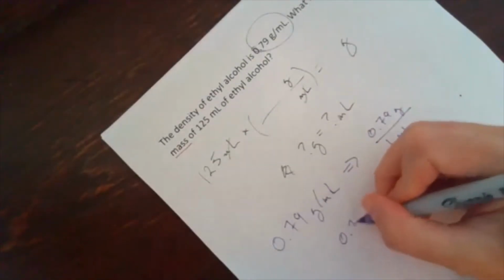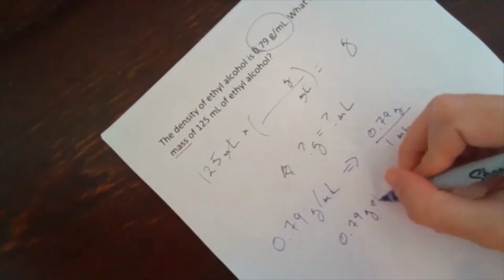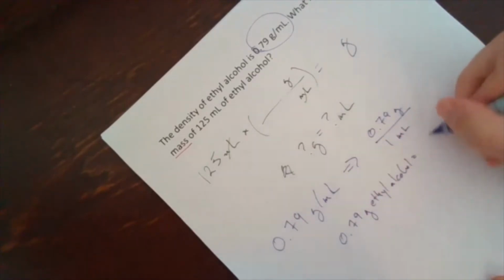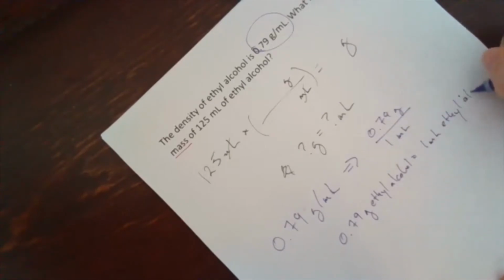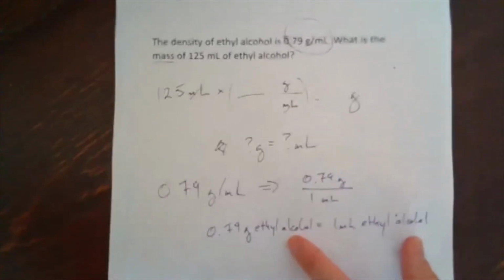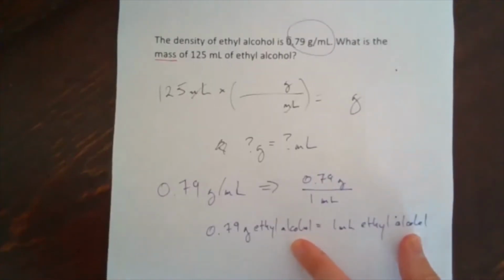Which means that we have an equivalence of 0.79 grams of ethyl alcohol is the same thing as 1 milliliter of ethyl alcohol. Now, this relationship is only true for ethyl alcohol, for the substance that we're looking at.